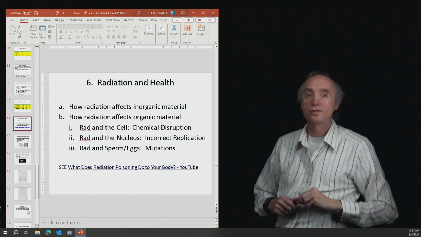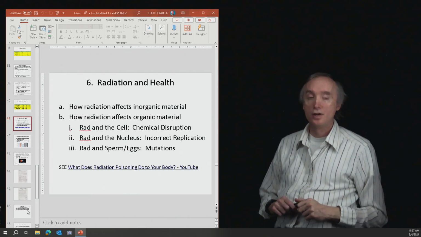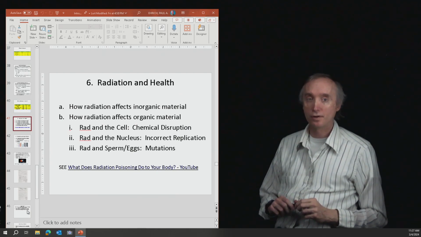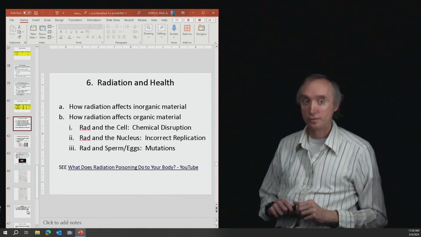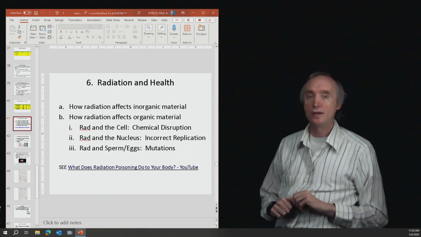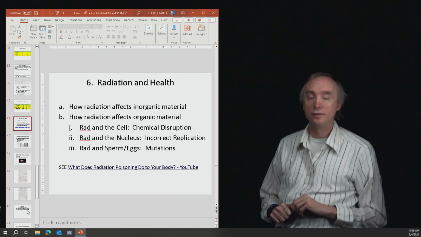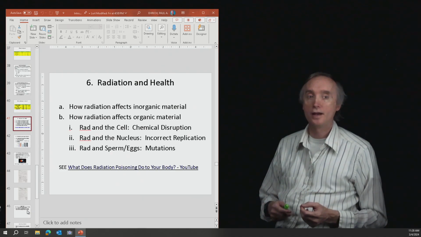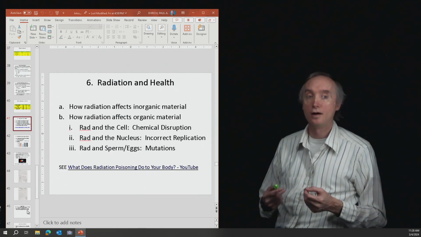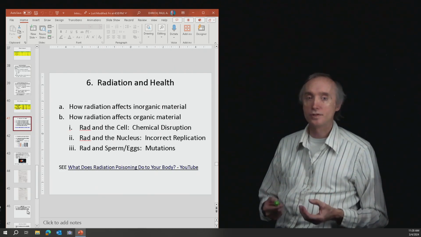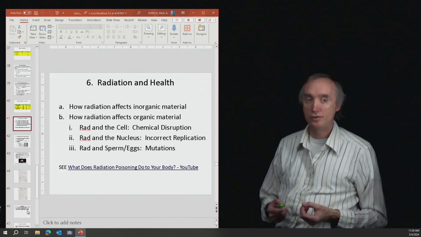Okay, so now we want to talk about radiation and health. So what does radiation do to inorganic material and organic material? Let's begin with the inorganic material. We mentioned that a nuclear power plant would have to be replaced about every 50 years or so. That's because a nuclear power plant has in it things like steel and concrete, and all of these materials can be affected by radiation.